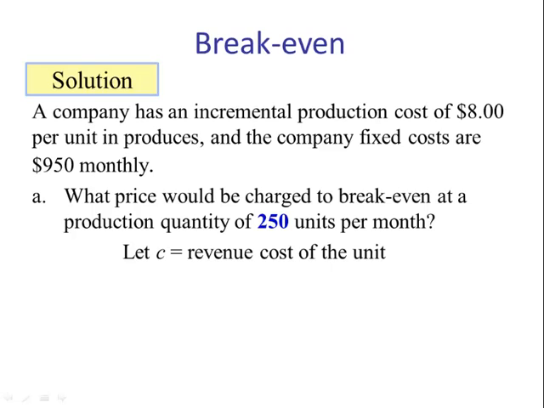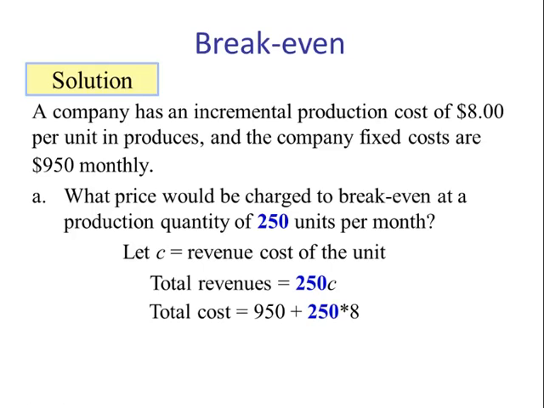We're going to let C be equal to the retail price, or the revenue cost, it can be called, for the unit. This means how much does the product sell for. So the total revenues will be the number of items, which we know is 250, times what we're going to sell it for, which is C. The total cost will be our fixed cost, which is 950, plus the variable cost, which from the problem is $8 per unit, and we have 250 units. So the total cost turns out to be $2,950.